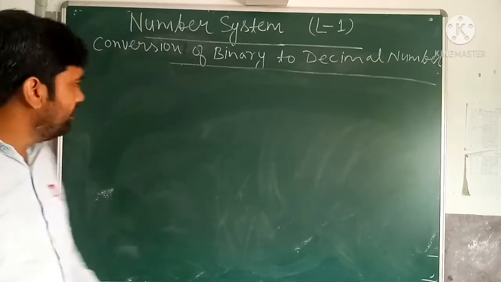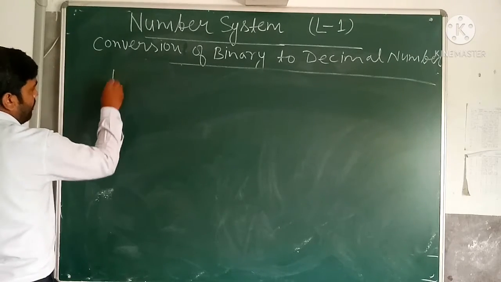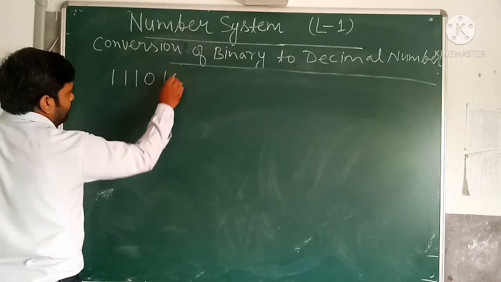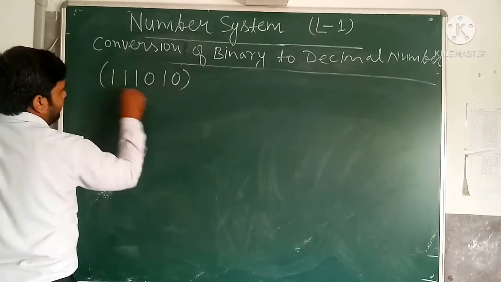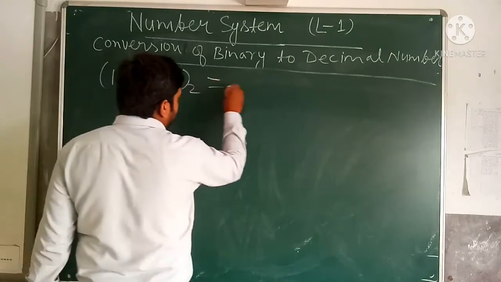We can take another example. Suppose we take 1 1 1 0 1 0. This is binary, and we have to convert it to the decimal number system.